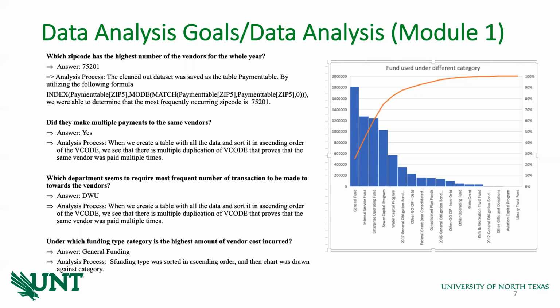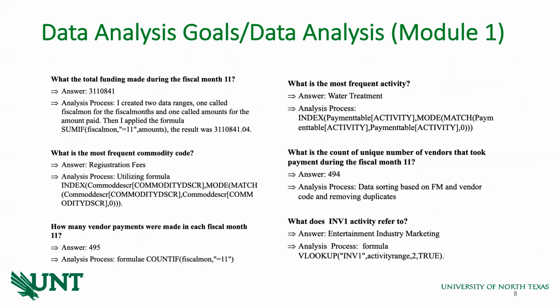And the next question I came up with was which funding type category has the highest amount of vendor cost incurred, and over there the answer was general funding. We did a similar thing for the funding type, and then the chart was drawn. We see that the general fund was the one using the most amount of vendor cost. Let's go to the next slide.